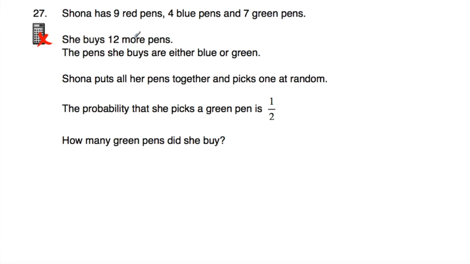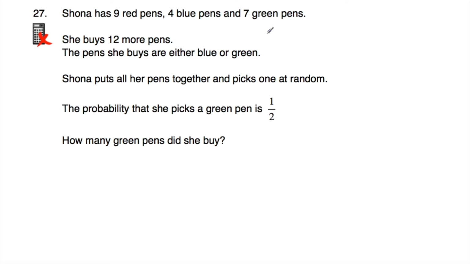So question number 27 says that Shuna's got 9 red pens, 4 blue pens and 7 green pens. And she buys 12 more pens, and the pens she buys are either blue or green. So she doesn't buy any more red pens, but she buys blue or green pens. Shuna puts all the pens together and picks one of them at random. So she's going to put all the pens together and pick one at random, and the probability that she picks a green pen is a half. And the question says, how many green pens did she buy?